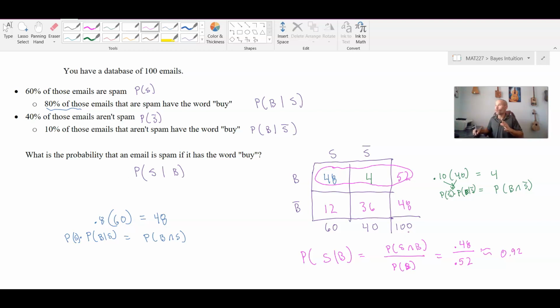And in the next video, we'll go ahead and try to generalize what we have here in the table by looking at the actual symbols that we use to construct this.